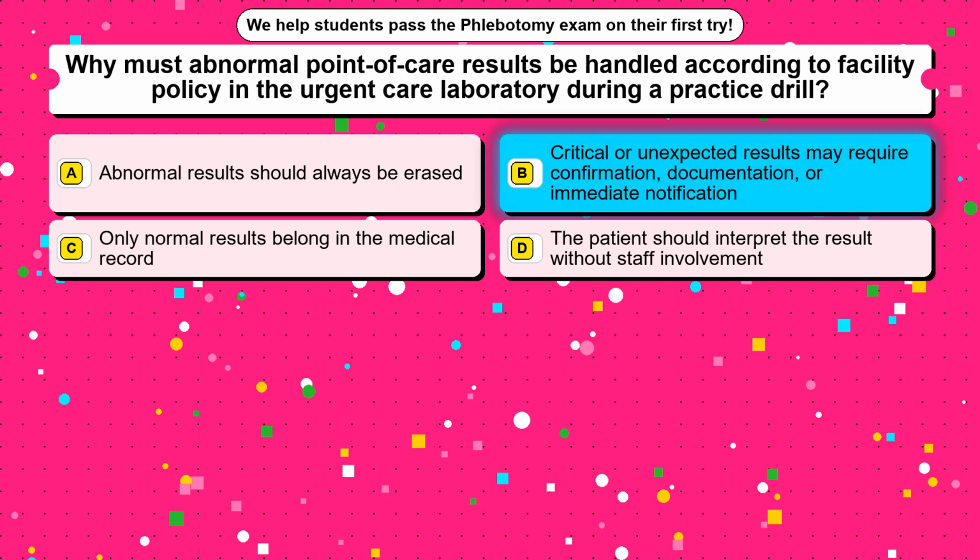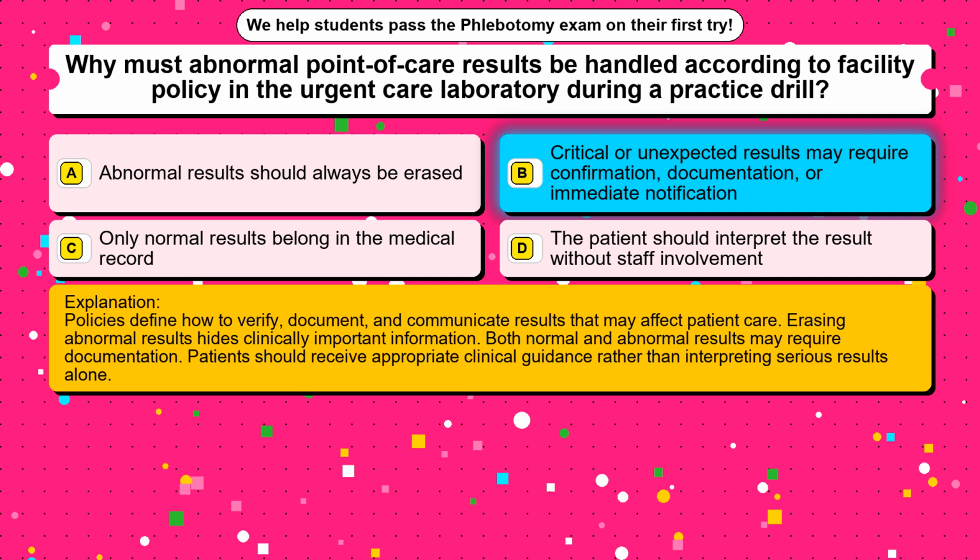The correct answer is option B. Critical or unexpected results may require confirmation, documentation, or immediate notification. Policies define how to verify, document, and communicate results that may affect patient care. Erasing abnormal results hides clinically important information. Both normal and abnormal results may require documentation. Patients should receive appropriate clinical guidance rather than interpreting serious results alone.